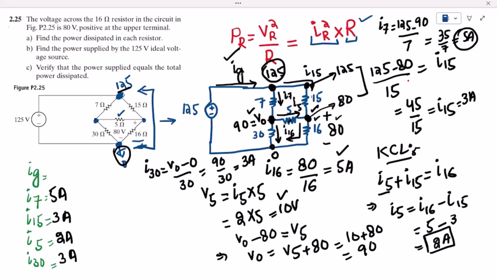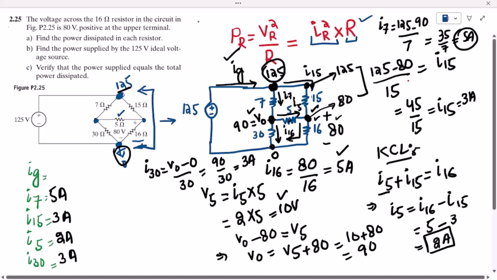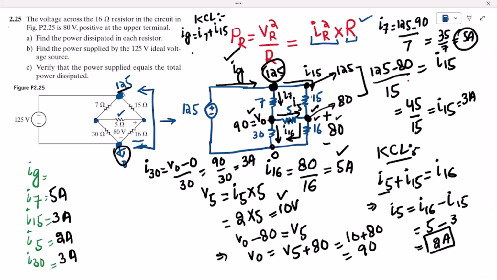This is the supplied current which is coming towards this node, and then it is split into I15 and I7. So let me apply the KCL here. Applying KCL, we can very easily see that Ig is equal to I7 plus I15. Let me write their values.